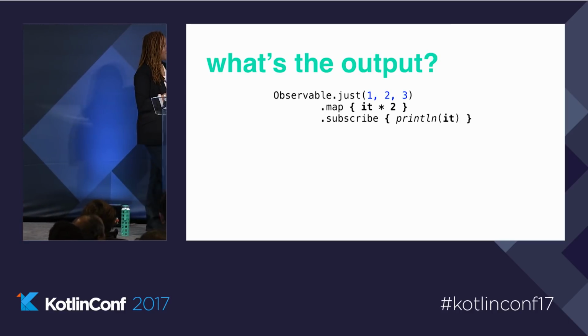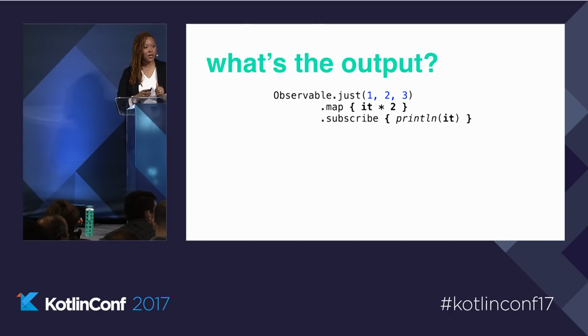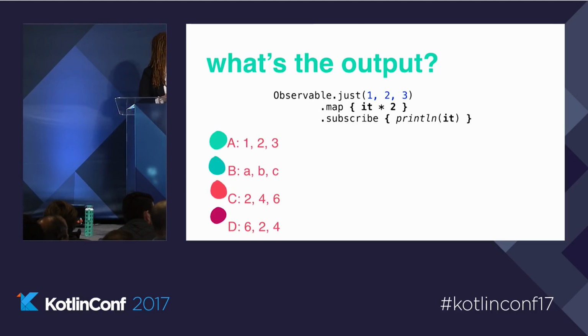Okay, so what's the output of this particular code? We're taking an observable of just the numbers 1, 2, and 3. We're using the map operator to double it, and then we're going to print it out. Here are your options: A, B, C, or D.